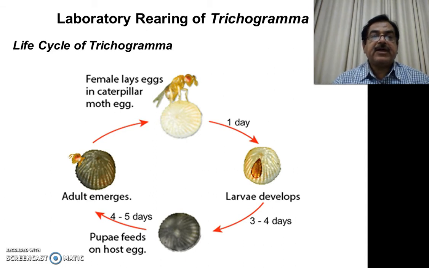Briefly about their life cycle, the female Trichogramma lays eggs inside the host egg, which hatches inside, and after 3 to 4 days, the color of host egg changes to black, which indicates that the egg is parasitized, and after 4 to 5 days, adult emerges from the host egg.